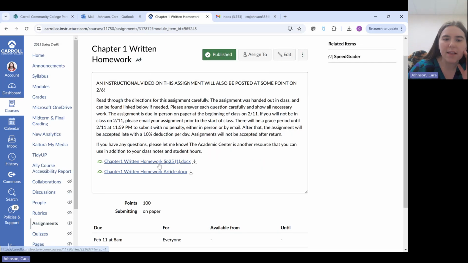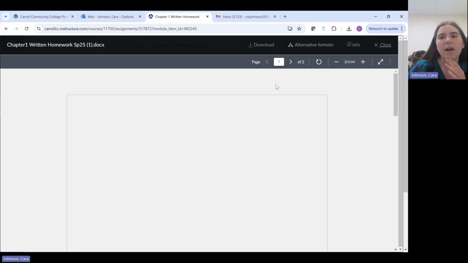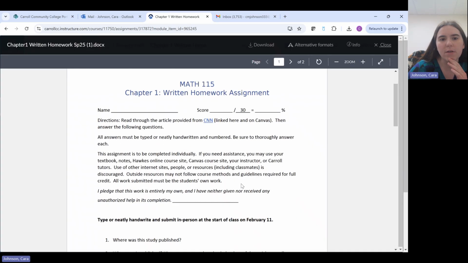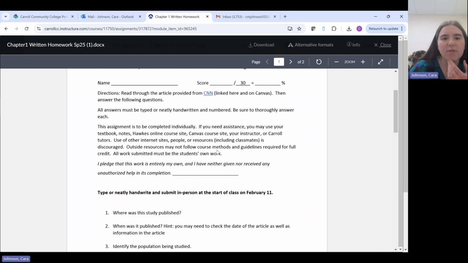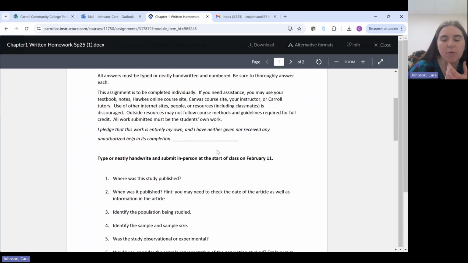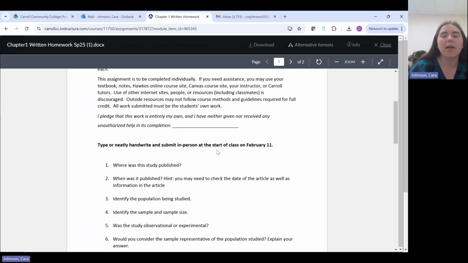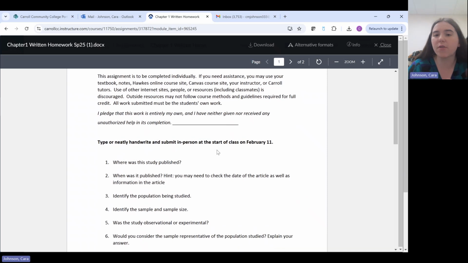So you can access it here. You can download it onto your computer if you wish, but there's a provided article. It's linked, and the document is also linked on Canvas. And you're going to then answer the following questions. Please organize your work neatly. If it's either handwritten or typed, please number it just so I know what's what. And you can get help from tutors, me, etc., but no outside resources on this assignment.